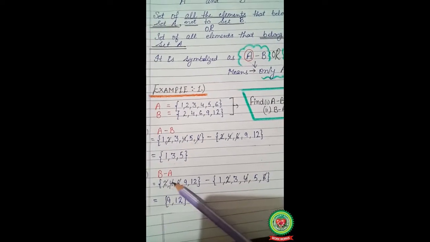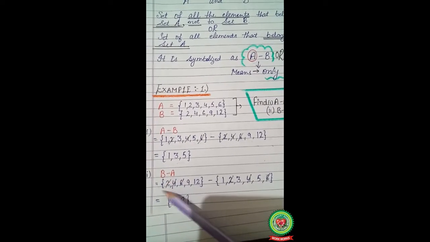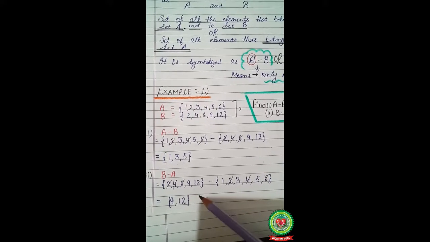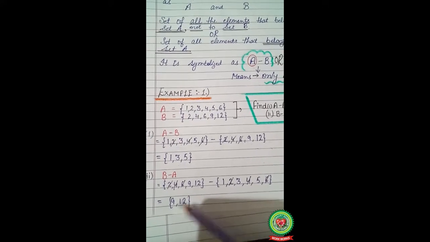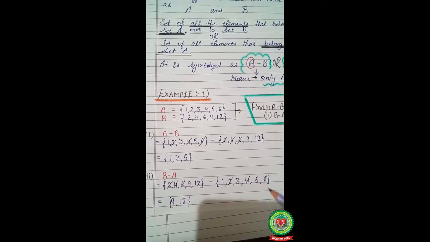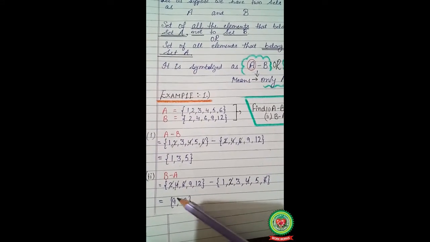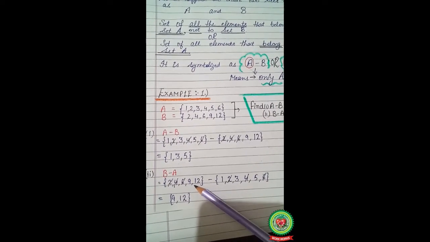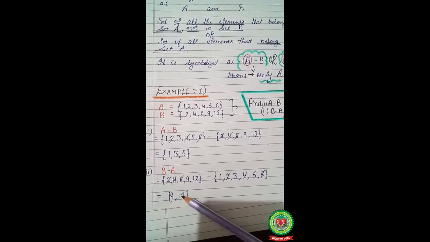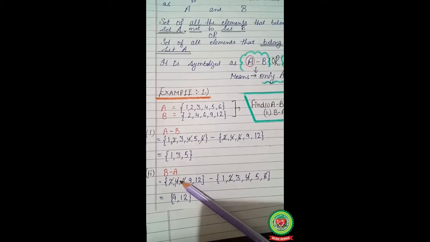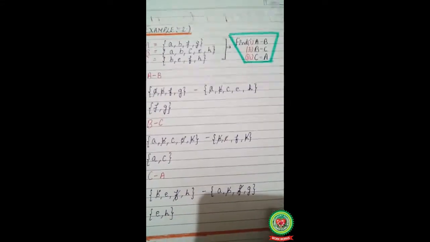Again, we need to talk about only the B set. You will see whichever similar elements are in both these sets, we will cut them down, right? By cutting the similar elements from both these sets, we will be left with 9 and 12, which are in the B set only, right? So this is your difference of B and A set. Is that clear? Next we will take another example.